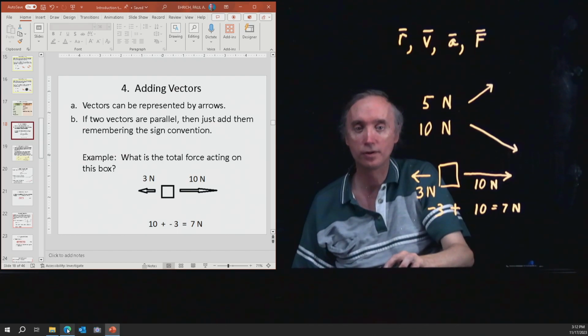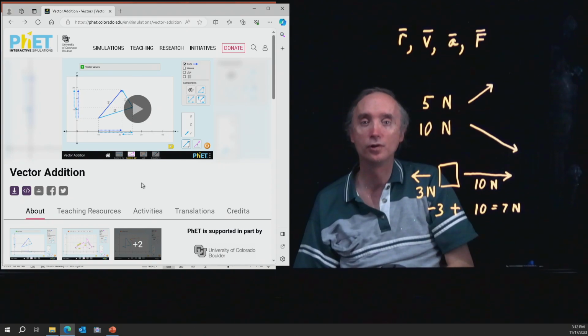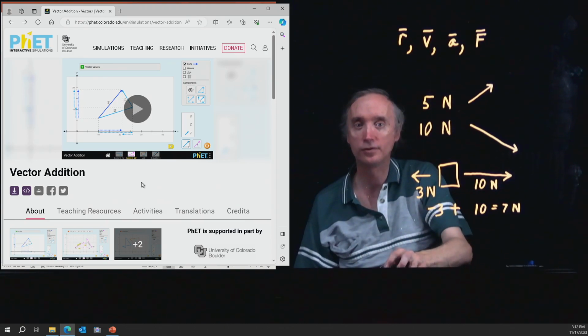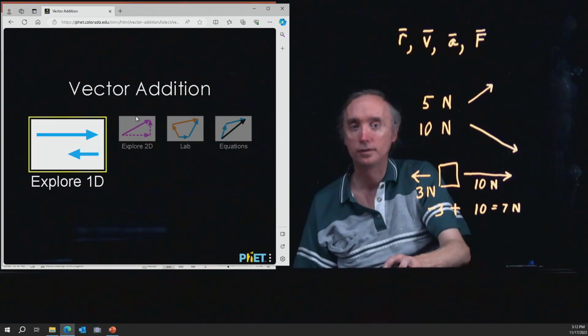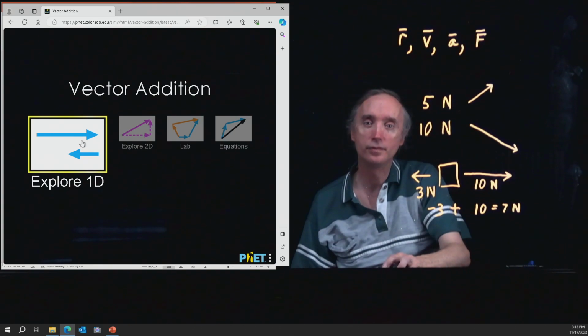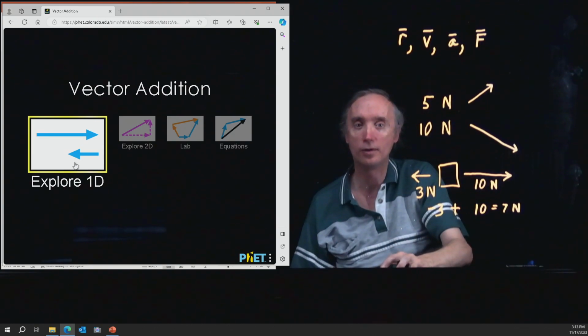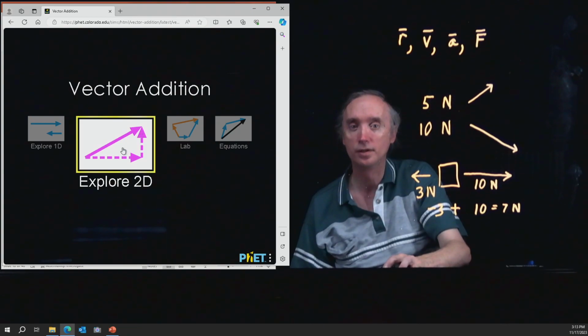So we're going to go to the internet, and we're going to go to PhET and look for vector addition. PhET, P-H-E-T, vector addition. Okay, found it? Okay, now we've already done this one. Explore in 1 dimension, that would be this one here. So we don't really need to do that one. Let's go to this one. Explore in 2 dimensions.